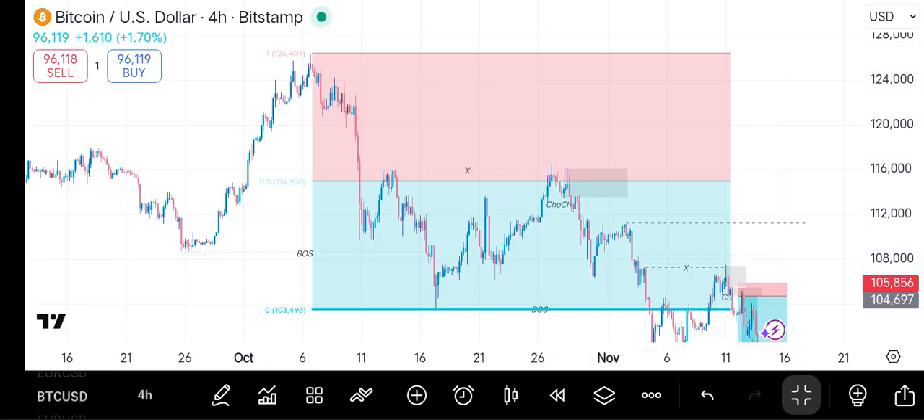Bitcoin, it's very respectful. I'm thinking of trading Bitcoin, guys. This was just an analysis, not a trade. It's very respectful. Look at this.